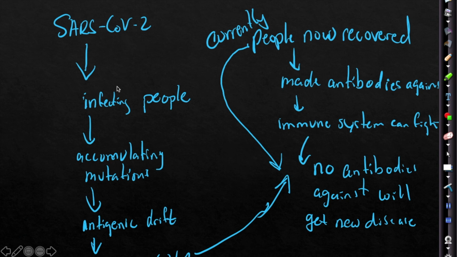So SARS-CoV-2 is infecting people, it's accumulating mutations, and over time it will show antigenic drift. So people who now make antibodies against the original SARS-CoV-2, over time those antibodies won't be able to bind to that new mutated antigenic drift virus, and then they will get sick again. This is what happens every year with the flu as well. That is chapter 15.